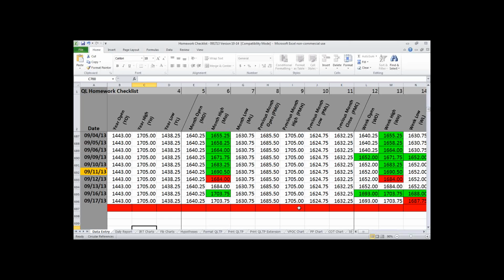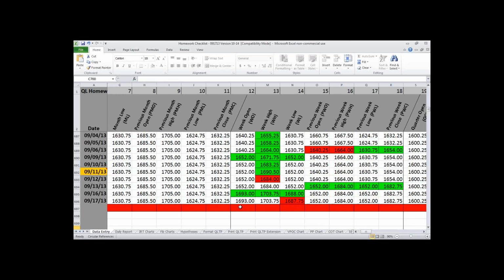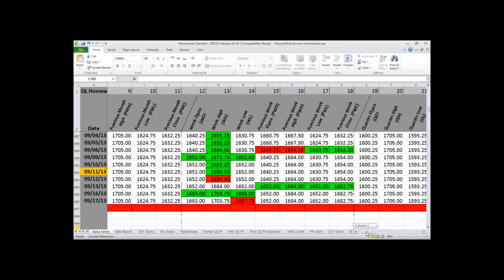The previous high was the September high at 1705. Our previous month low 1624.75, and we closed at 1632.25. On the weekly, we opened Sunday night at 1693. We have the weekly high, which is our month high, and our all-time high adjusted at 1703.75, and we have a low of 1687.75. Previous week open 1652, previous week high 1684, previous week low 1652, and our close was 1682.75.